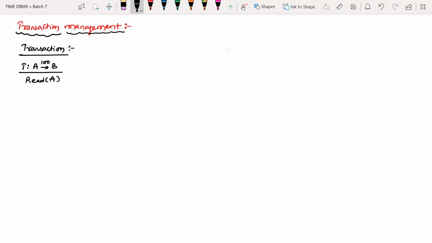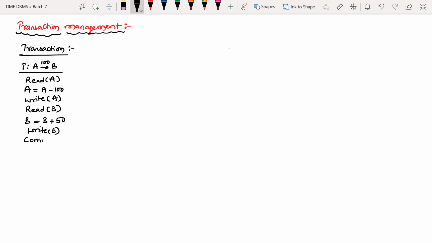First, read the current balance of account A. Then A equals A minus 100. Then perform write on A, update it. So first read the current balance, debit that 100 from A, and write the updated balance back to the disk. Once the amount is debited, it requires crediting into account B: read B, then add 100 to B, and then write B, update B.